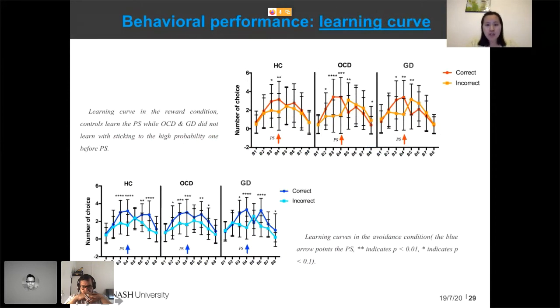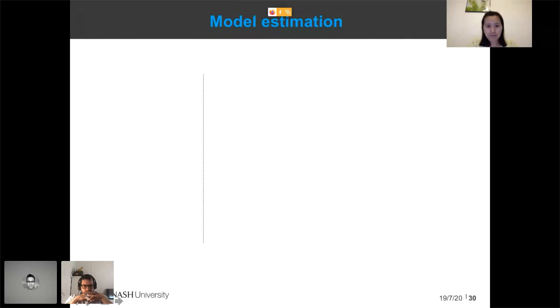The learning curve showed that the OCD and gambling disorder patients make the correct choices before the problem switch, but after the problem switch, they prefer the incorrect choices, still sticking to the choices that were correct before the problem switch. But the healthy control group was found to choose the correct choices both before and after the problem switch.